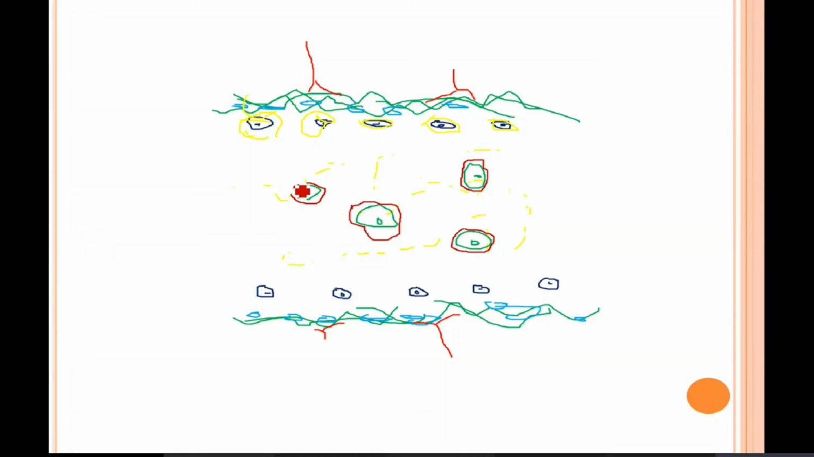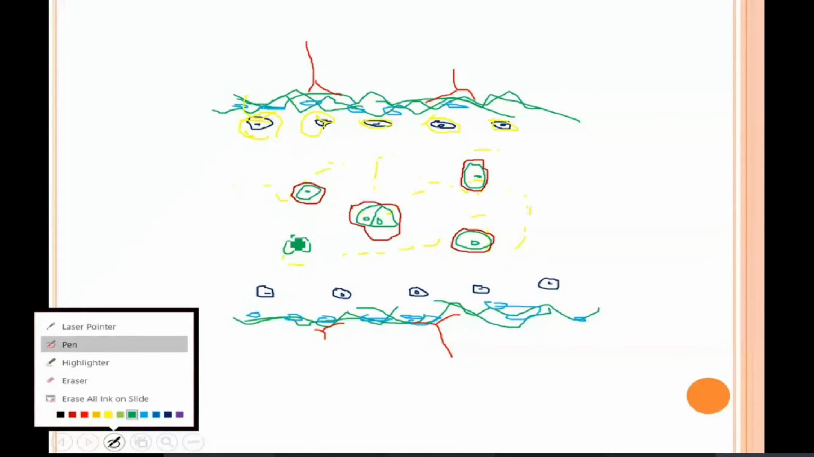And sometimes these cells, the chondrocytes, divide within the lacuna, and they are present in groups of 2 or 3 cells within one lacuna. Like there are 2 cells here, or 3 cells. This type of lacuna or group of cells is called an isogenous group of chondrocytes.